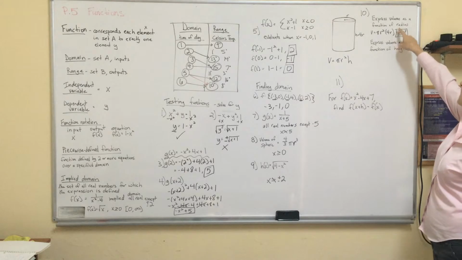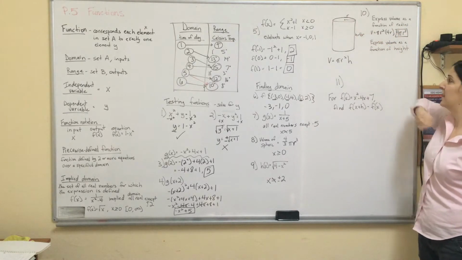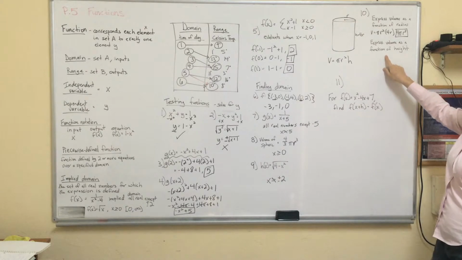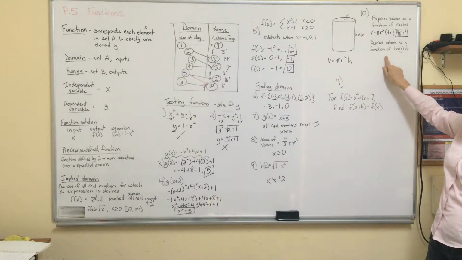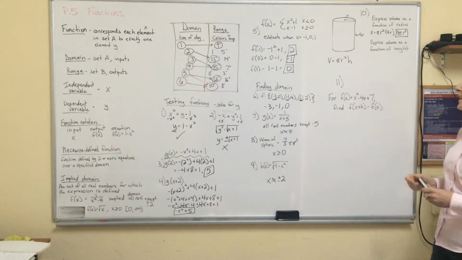Again, expressed as a function of the radius means that we only have the radius listed in there. If they're asking you to express the volume as a function of the height, that means we're going to have the height in there and we're not going to have the radius.